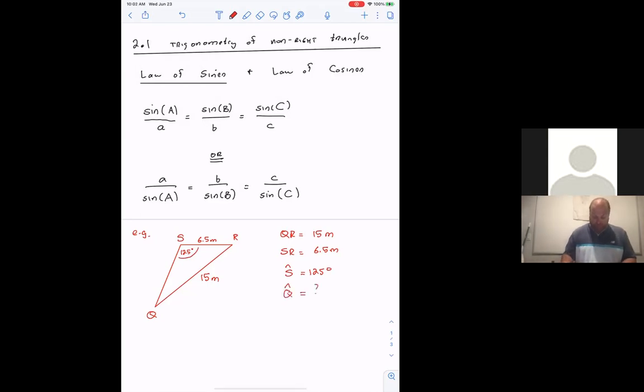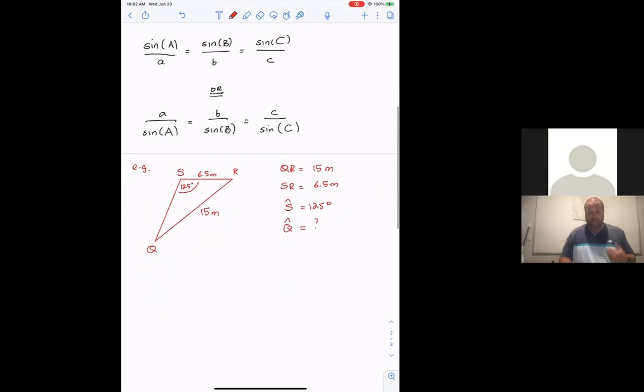What is Q hat? So first notice that this may be a right triangle. Well, actually, it can't be a right triangle because we have a 125 degree angle. And we know that in a right triangle, one angle is 90, so the other two have to add to 90. So nothing can be 125. So this is certainly not a right angle triangle. You cannot use SOHCAHTOA. You cannot use the Pythagorean theorem. What can you use? The law of sines.